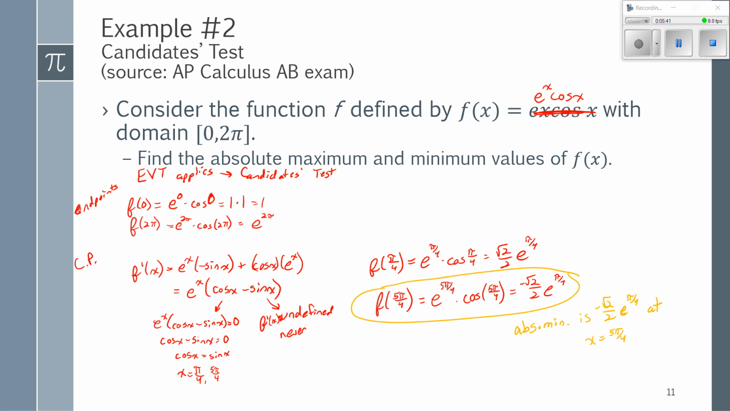For the absolute maximum, well, I know e to the 2 pi is bigger than 1. I am certain that rad 2 over 2 is smaller than 1, which means that multiplying that by e to the pi over 4 is smaller than e to the pi over 4, which is definitely smaller than e to the 2 pi. So this tells me that my absolute maximum is e to the 2 pi at x equals 2 pi. And that's how we find our absolute extrema with the candidates test.